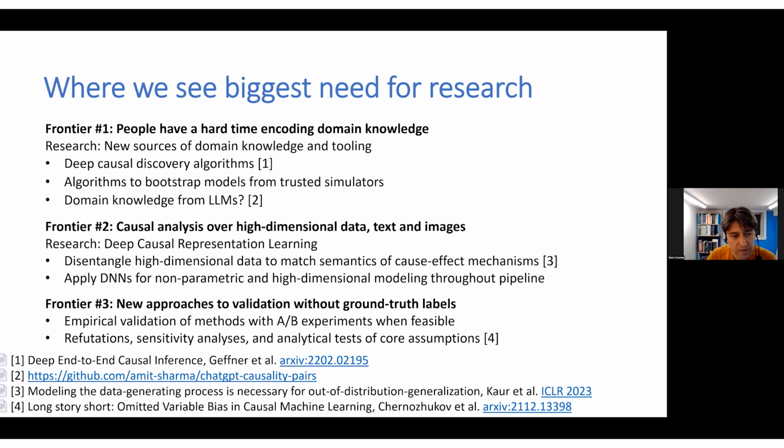The third frontier is about continuing to improve our approaches to validation when we don't have ground truth labels coming from that counterfactual world. So here we're looking at how we can do empirical validation of methods with A/B experiments, such as with online monitoring when it's feasible, and how we can continue to improve our sensitivity analyses and analytical tests of core assumptions.